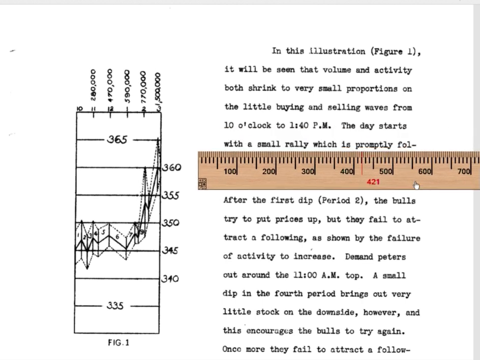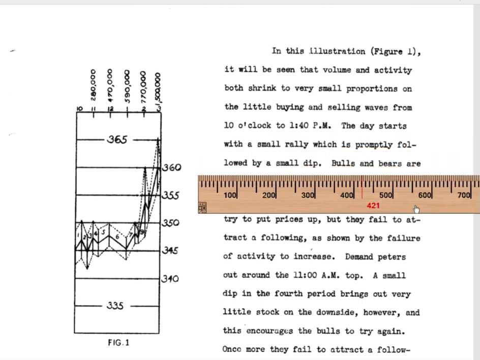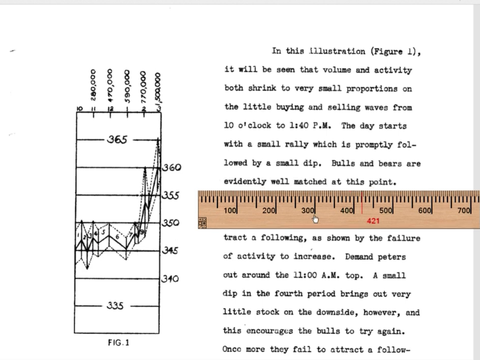Okay, where was I? The day starts with a small rally, which is promptly followed by a small dip. What does it mean? That means they're equal, right? So you're looking at how the day starts. If the buying wave is stronger than the selling wave, then you have an ability to go up, relative strength to the upside. But in this case, period 1 and period 2 match each other, which means there's no relative strength on either side. As you can see, period 1 goes up, period 2 goes right back down, flat. Nothing. So bulls and bears are evidently well matched at this point.